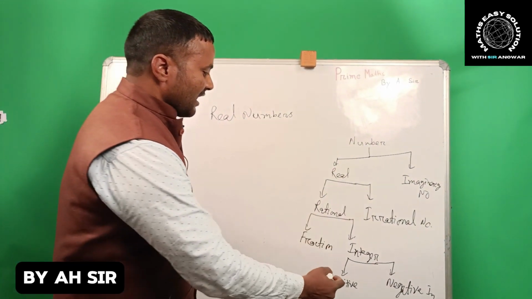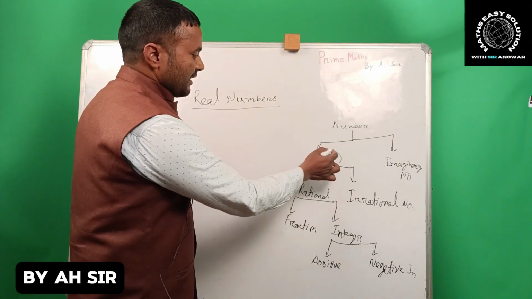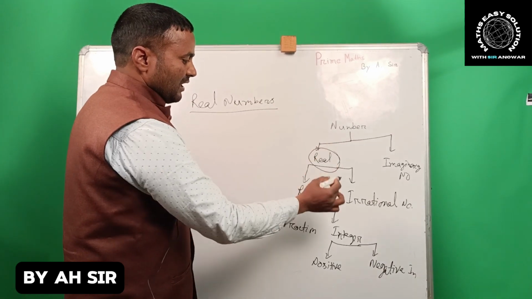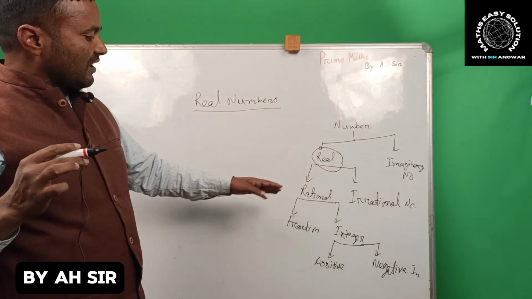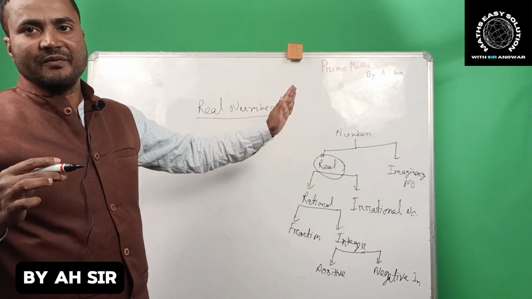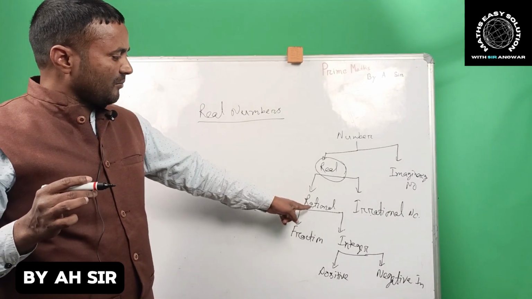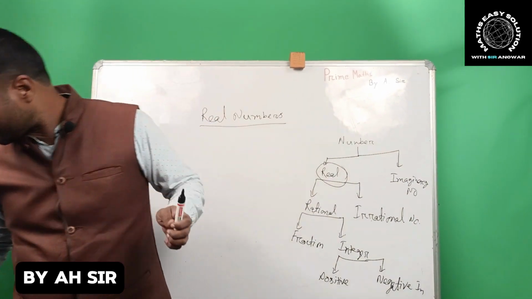So let's start from here. The name of the chapter is called real numbers. Real numbers are of two types: one is called irrational, and one is called rational. After this classification, we are going to start with rational numbers and irrational numbers, and define them one by one.